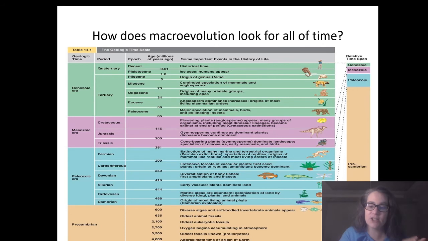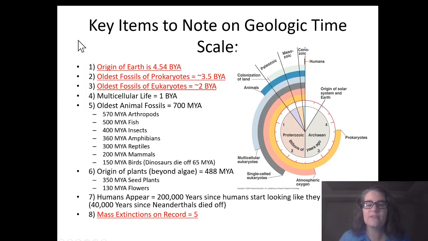We can see extinction events that have taken away certain species, and this gives us really a story from the beginning of Earth's origin all the way to present of how different species have changed over time. I don't want you to know all of these particular pieces of this geologic timescale, but I do want you to know a few different pieces, and they're in red at the top here.